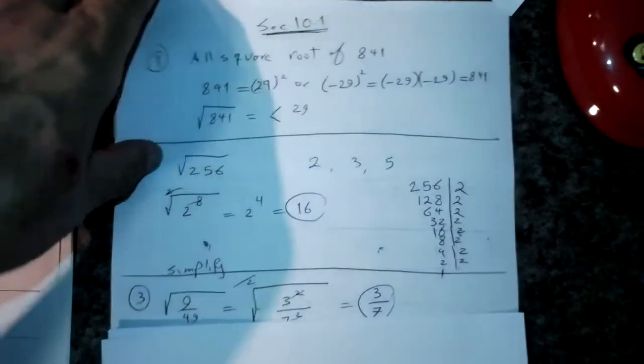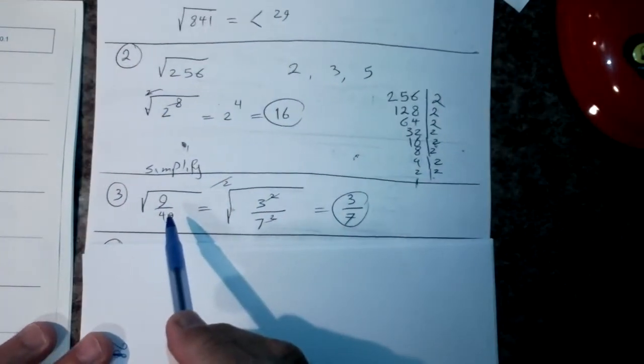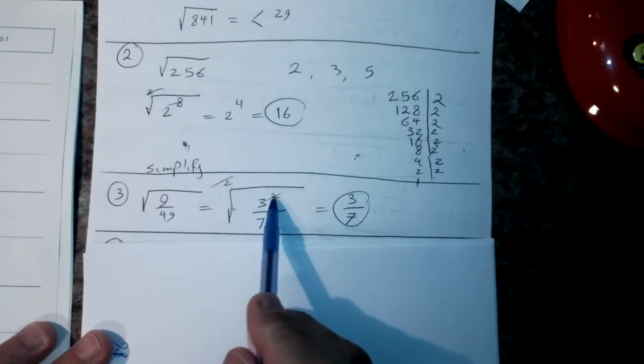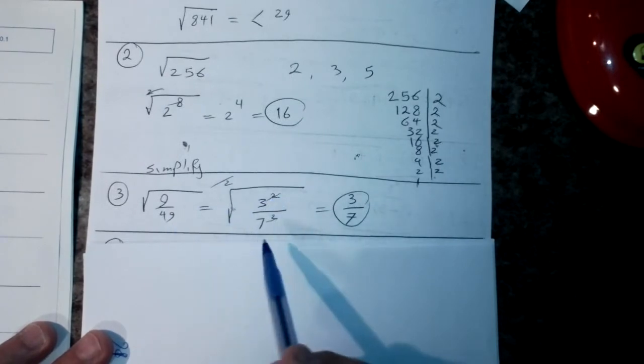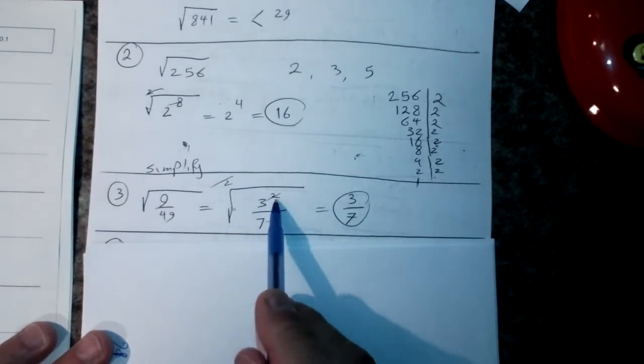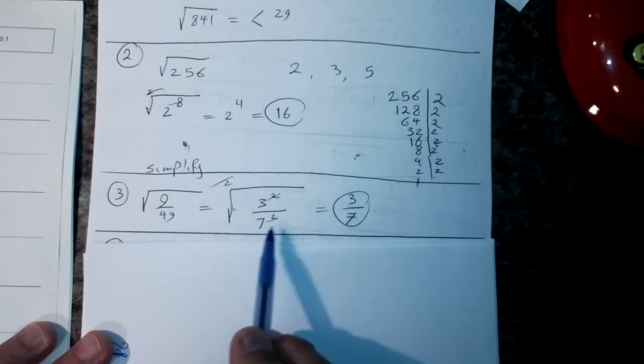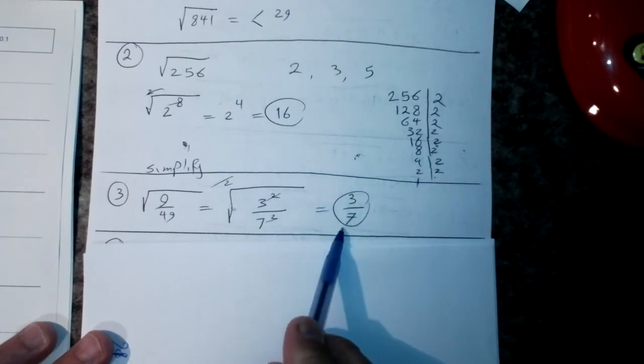In the case of fractions, 9 is 3 to the power of 2, 49 is 7 to the power of 2. Both 3 and 7 are released from the radical since their exponents are equal to the root. But remember, 3 has to stay at the numerator and 7 stays at the denominator.